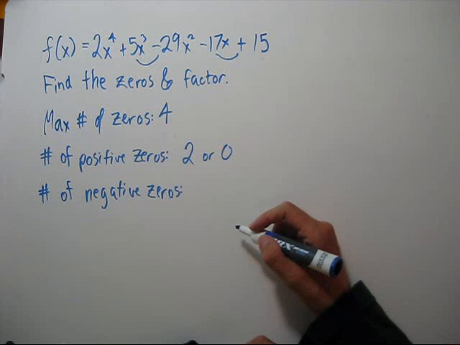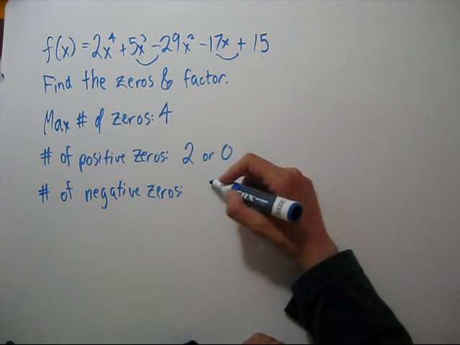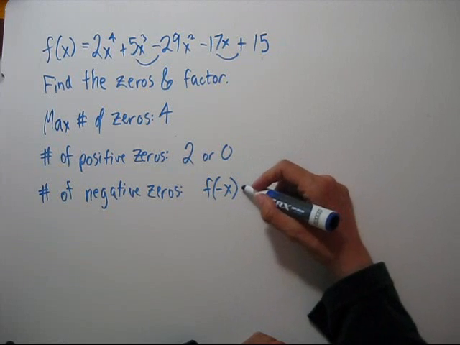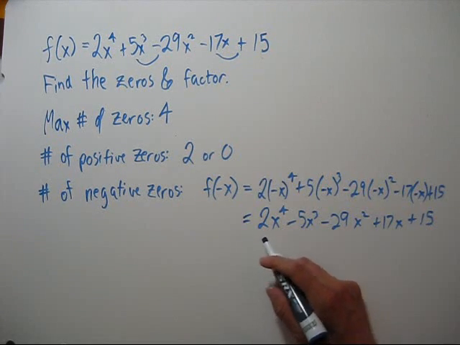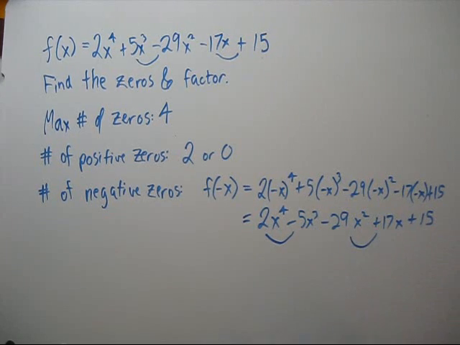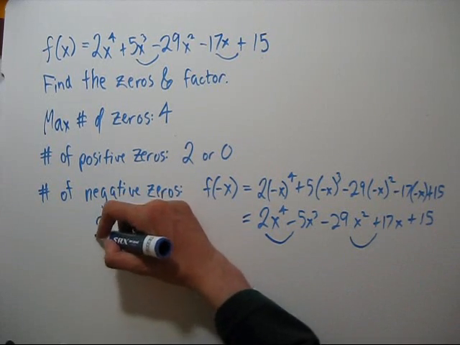To find the number of negative zeros, we look at the number of sign changes in f of negative x. We start out positive and we go to negative, then we're back to positive. So again, it's 2 or 0.